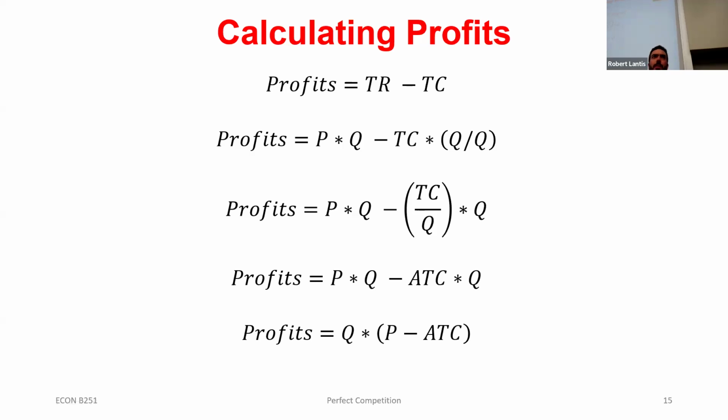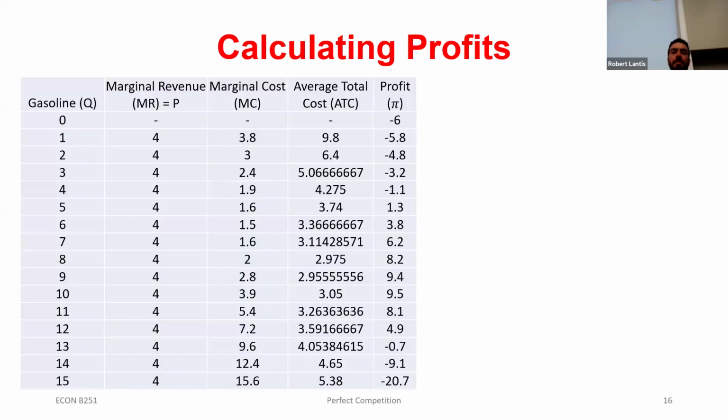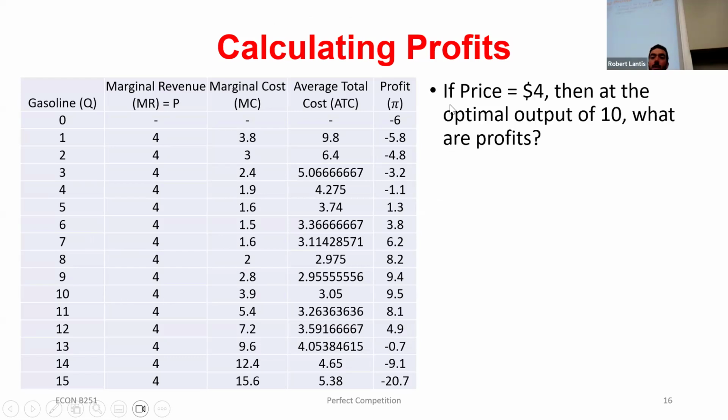Questions on anything there before we keep moving? Okay. So if I wanted to calculate profits and I didn't have total revenues and total costs, well, what's the optimal quantity here? We said as long as that marginal revenue is above our marginal costs. So we went up to that quantity of 10, right? So at this price of $4, the optimal output is 10.